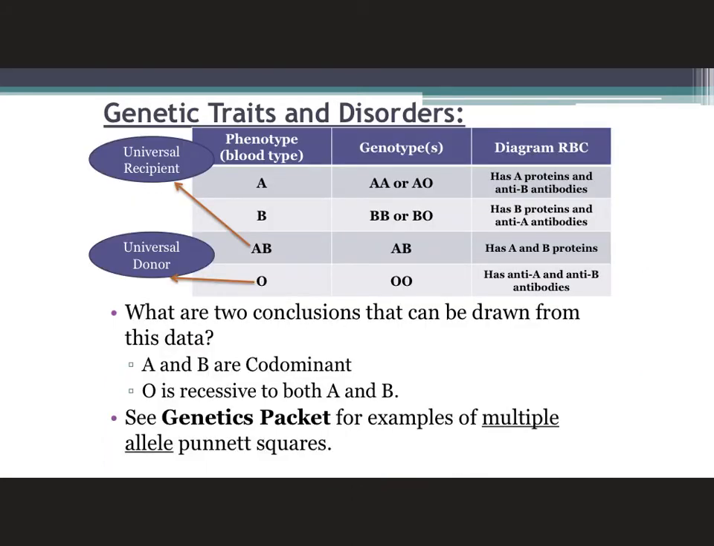This chart, again, is in that lab that we talked about, okay? I already mentioned this. A and B are codominant. O is recessive. So the only way you get a type O is if you have two little o's.